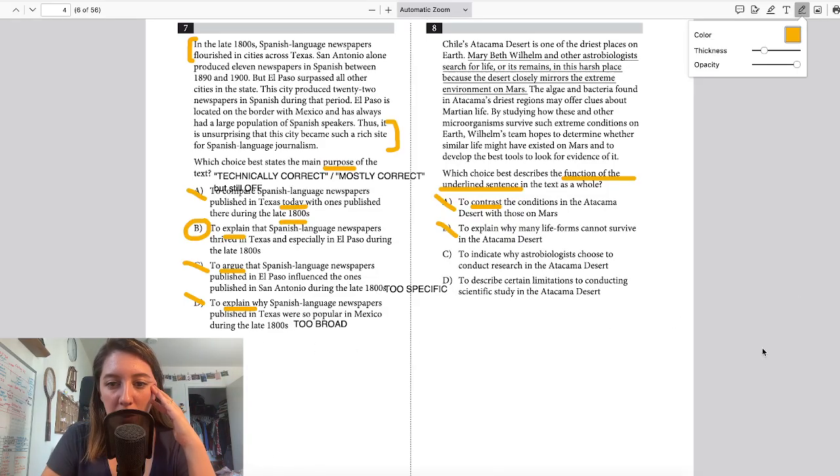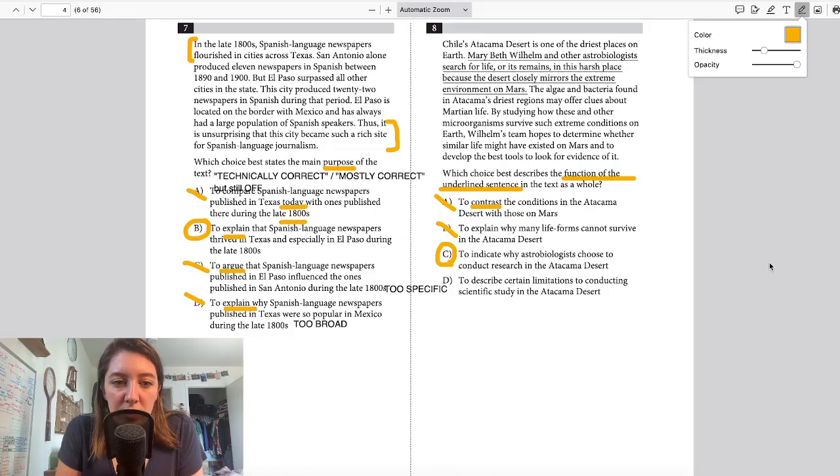C says to indicate why astrobiologists chose to conduct research in the Atacama Desert. Okay, this is basically what we said, right? So I'm going to go with C on this one, but I'm just going to read D to you anyway. It says to describe certain limitations to conducting scientific study in the Atacama Desert. So as is typical, if you're going to be stuck between two answers, you're going to be stuck between C and D probably. The psychology behind this is that obviously C is correct, so you're probably leaning in that direction one way or another.